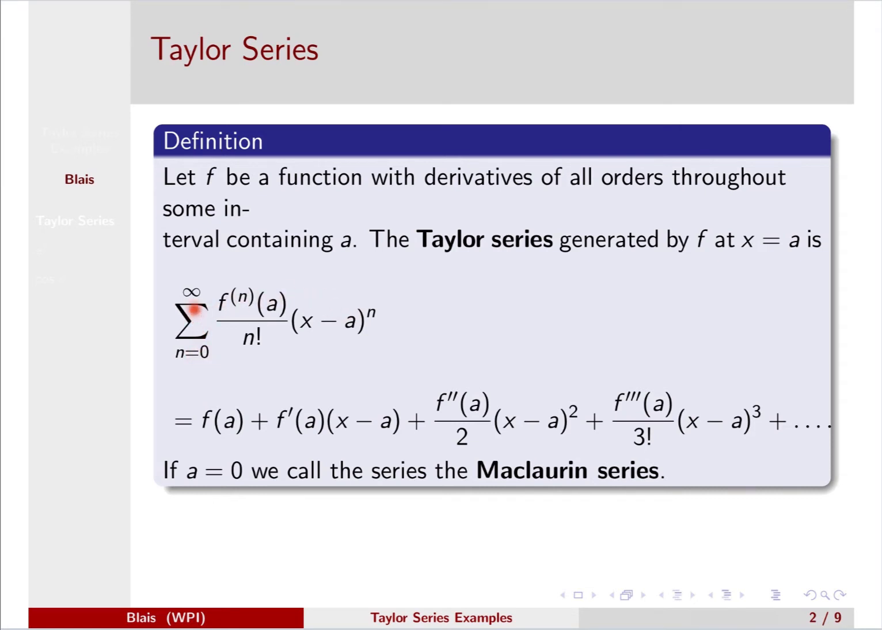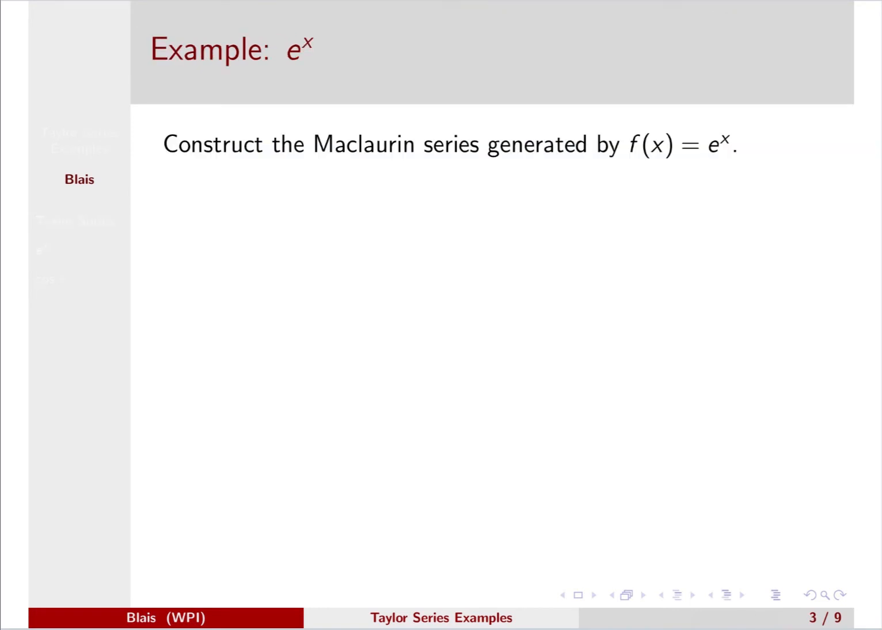Sum n going from 0 to infinity of the nth derivative of f at a over n factorial times the quantity x minus a to the n. And we see the first several terms are worked out here. Recall this came from the idea that if you could write f as a power series representation at x equals a, this had to be it. If a is 0, for that special case, we call the series the Maclaurin series. So let's derive the Maclaurin series for e to the x.